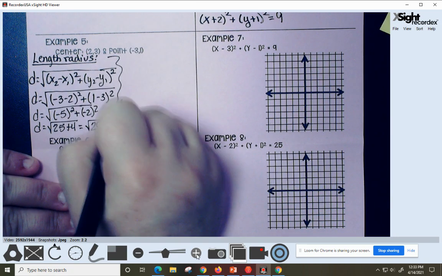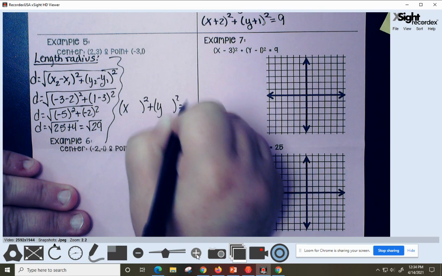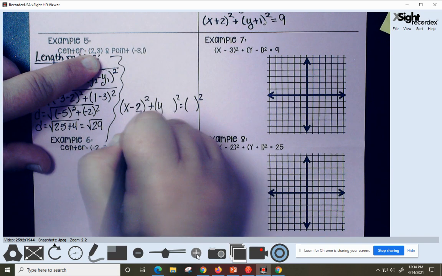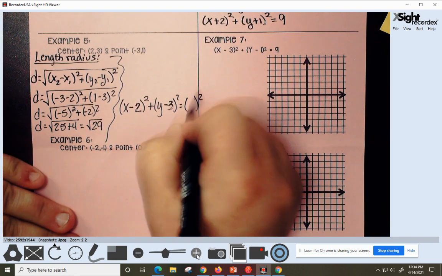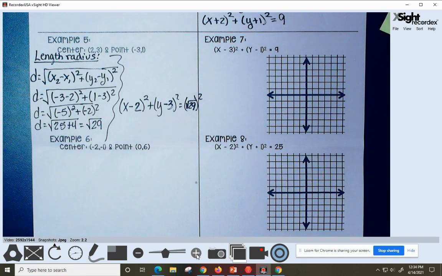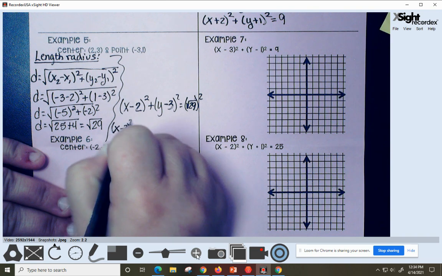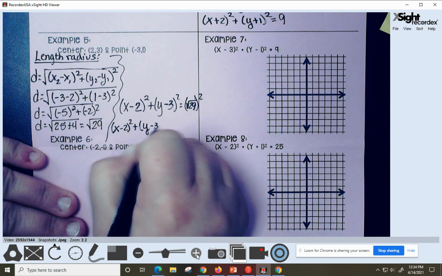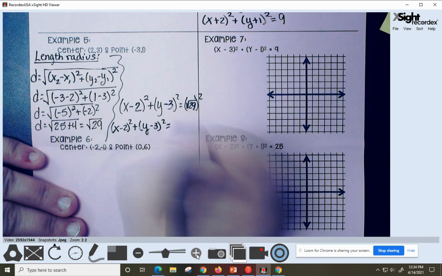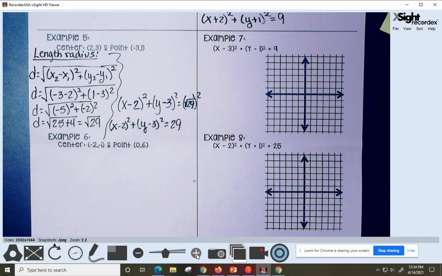So then I'll go to that little whole equation, and use your center point, minus 2, minus 3. And this is going to become the square root of 29 squared. So my equation would read x minus 2 squared plus y minus 3 squared. And when you square root a number and then turn around and square it, remember these cancel out, and I'm just left with a 29, with what is under it.